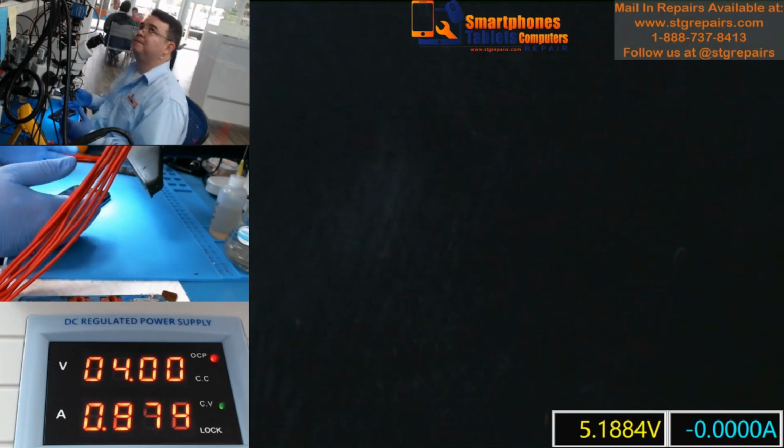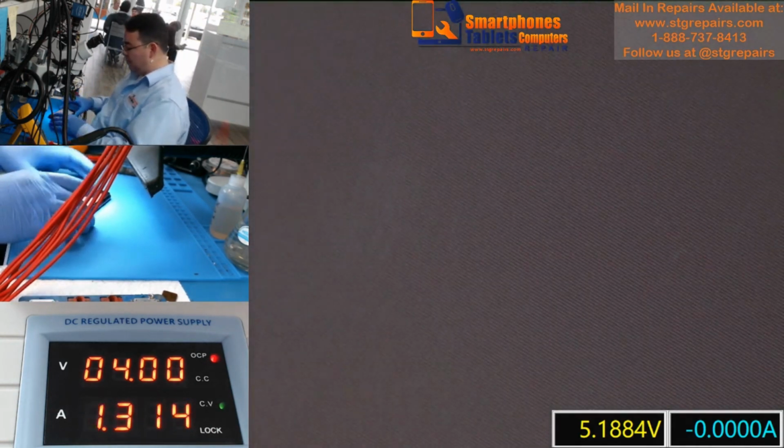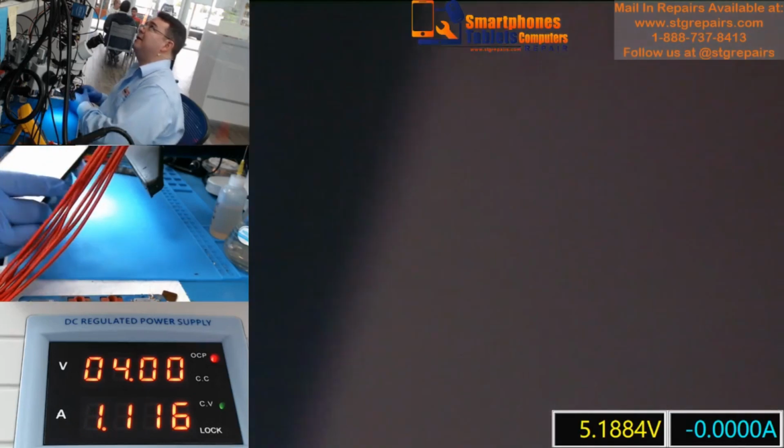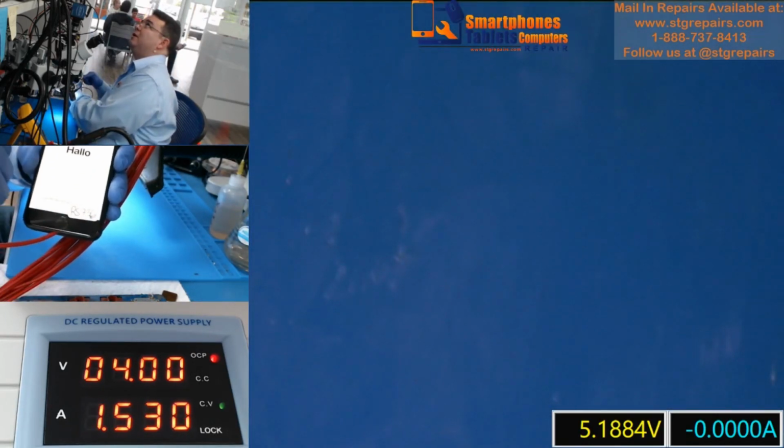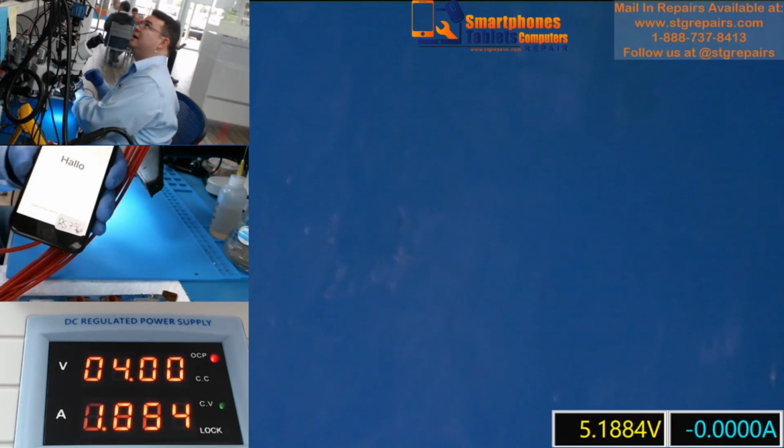In conclusion, the only problem this phone was having was the home button. It was damaged. And he went to a store and paid for the battery and it didn't resolve the problem.